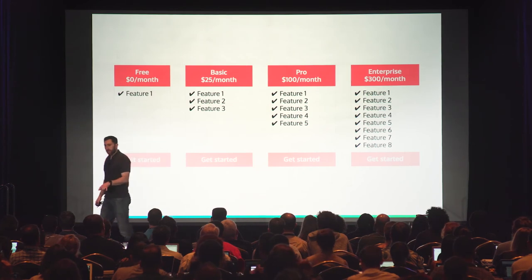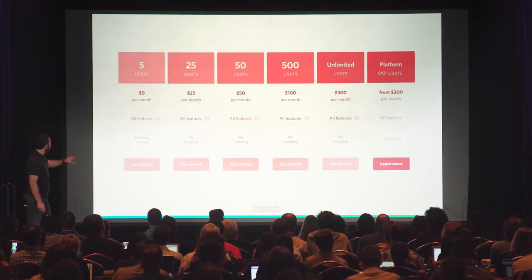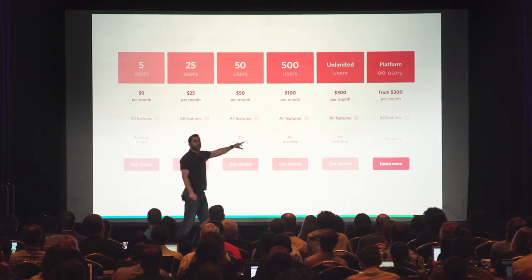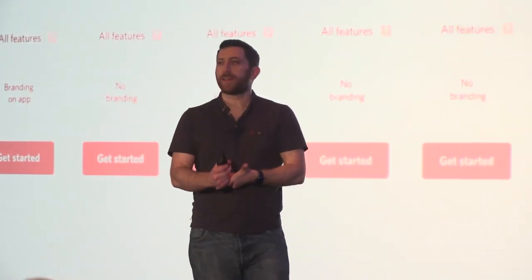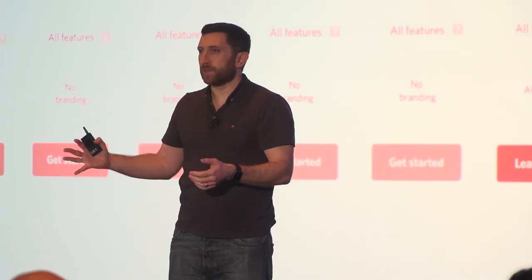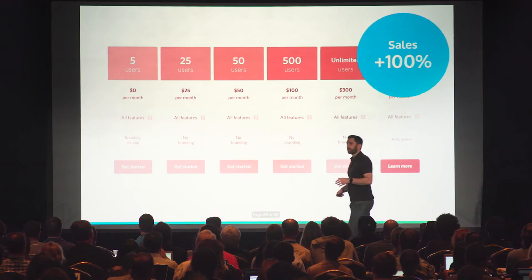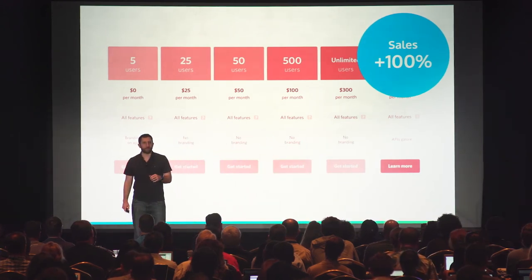The other technique that we found is super effective is democratizing the features. So moving to a model like this. In every single plan, you get all of the features, but we're using a numerical value, be it number of users, number of emails sent, to differentiate between the pricing models. Again, this is a little bit more complex to do because you actually have to build the product, but this in turn added 100% in sales overnight for new revenue.